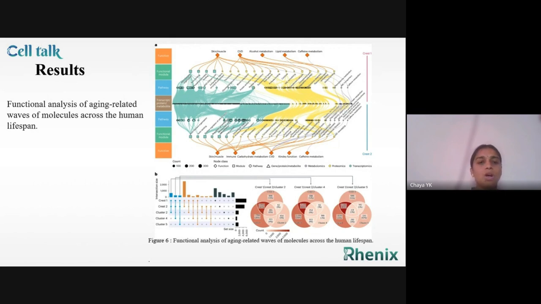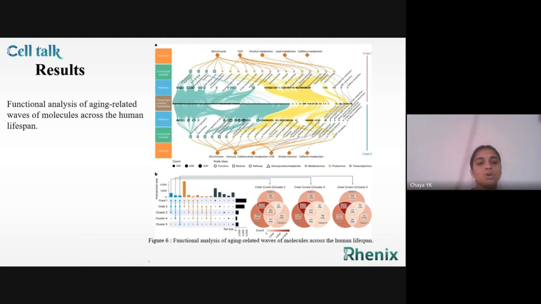Lines show how these functions or pathways and processes are connected to specific genes, proteins, or metabolites. The number of connections is indicated by the size of the dots. And the pathways in the first peak, that is crest 1, involve skin, muscle, and alcohol and lipid metabolism. And pathways in the second peak include immune functions, carbohydrate metabolism, and kidney functions. Some pathways overlap between the two peaks.